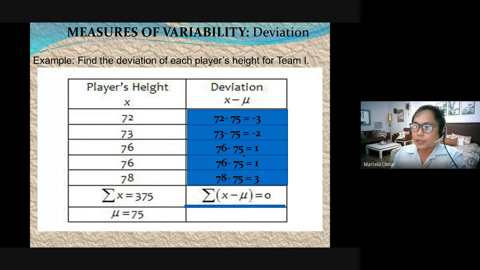Now, to check if your answer in deviation is correct or not, dapat palagi daw siyang equal sa 0. In all times, in all situations, class, the summation of deviation should always be equal to 0. Kaya pag inadd natin to lahat, -3 plus -2, and so on and so forth, that will give you 0. That's one way to check kung tama yung deviation or not. What if nagbigay ako ng 10 dito? How will you check kung tama o mali? I-add nyo lang, dapat equal to 0.